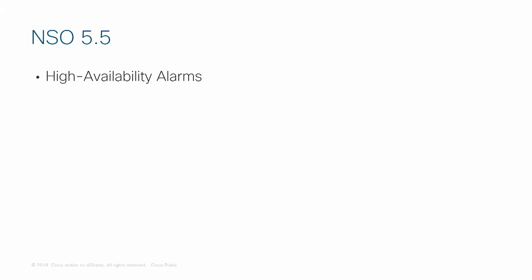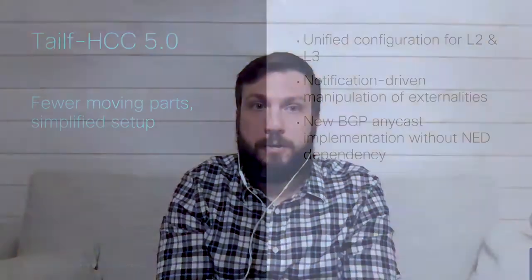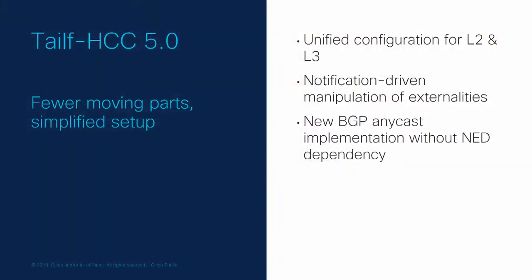So HA itself, how data is replicated and which node should have which HA role, is now included in NSO itself. So the role provided by the package TAIL-F HCC has changed a bit in version 5.0, which was released in June this year. And here I have the same tagline with fewer moving parts and simplified setup. We have unified the configuration for layer 2 and layer 3, so the configuration is way simplified, with fewer values to set. And we no longer manipulate the state of HA.